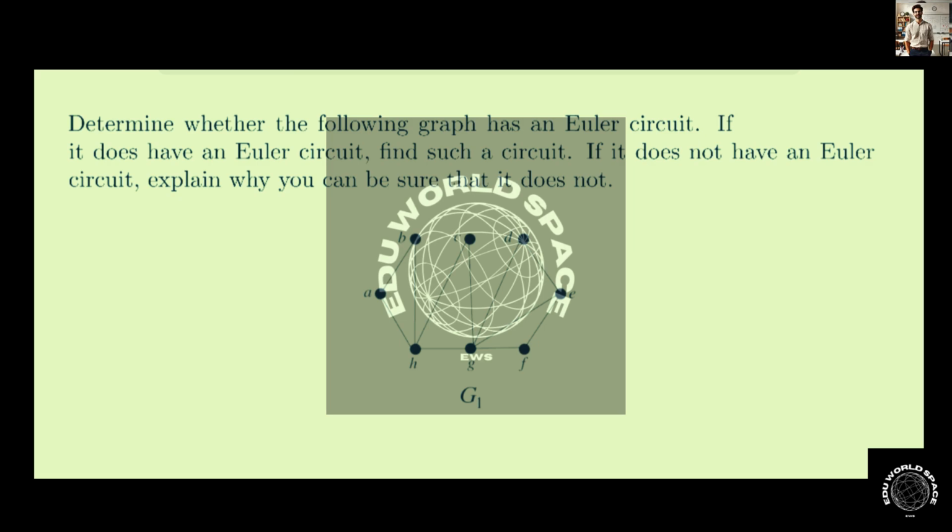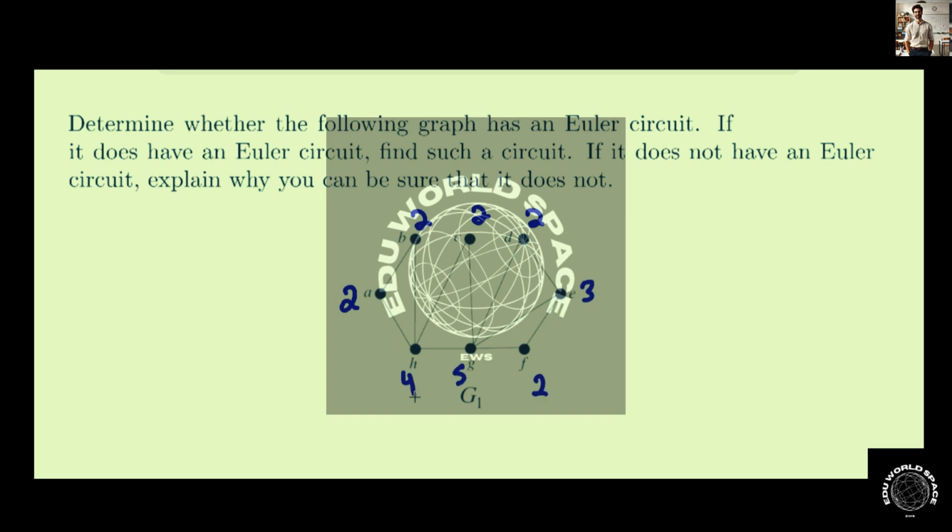So the degree of vertex A is 2 because there are two edges at that vertex. The degree of B is 2. The degree of C is 2. D is 2. E is 3 because there are 1, 2, 3 edges. F is 2, G is 5, and H is 4.